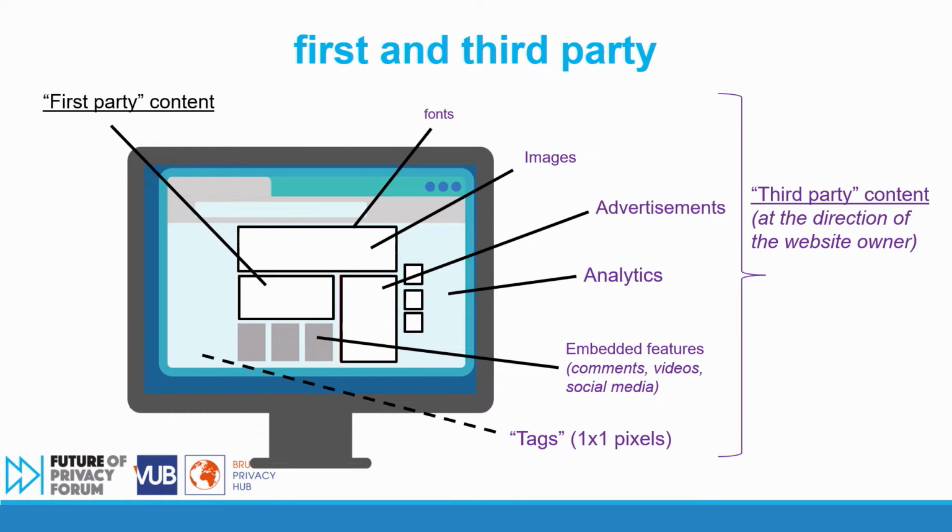So, first and third party. The first party content, think of that as the information that the publisher has developed. It's the text of the article. It may be photos or other pieces of media that the publication has that go along with the article or along with other pieces of content.